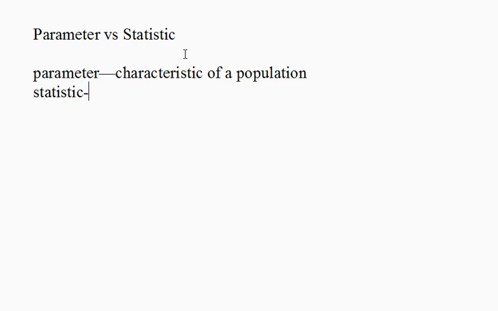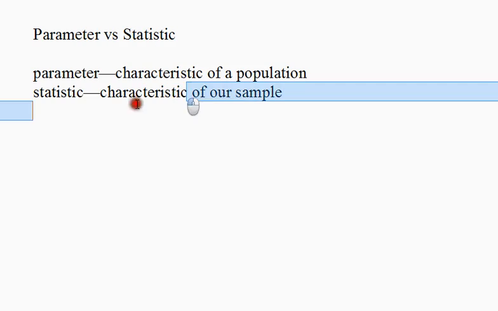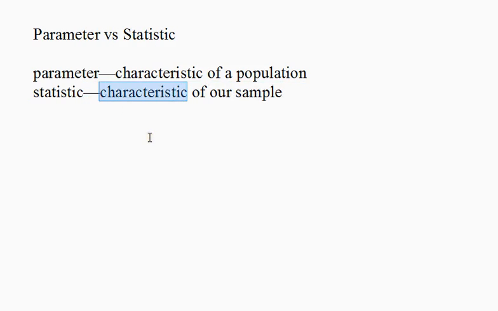Statistics are those same characteristics but of the sample, which, again, is the ones we actually look at. The population is everyone we care about. This characteristic could be anything. It could be the mean, which we haven't talked about yet, but mean, median, mode. It could be standard deviation, variance. It could be just the general shape, what it all looks like.